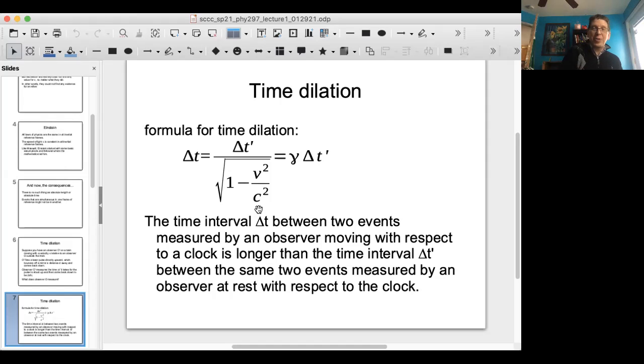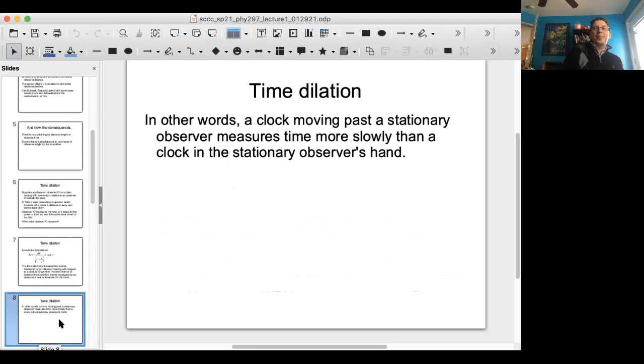Often when we're talking about relativistic problems, you'll see the velocity expressed not in meters per second, but as a fraction of the speed of light. Often it's easier to work that way. So the time interval between two events measured by an observer moving with respect to a clock is longer than the time interval measured by an observer that's stationary with respect to the clocks, for the same event. That's what time dilation is.